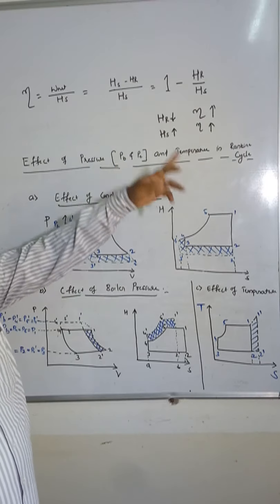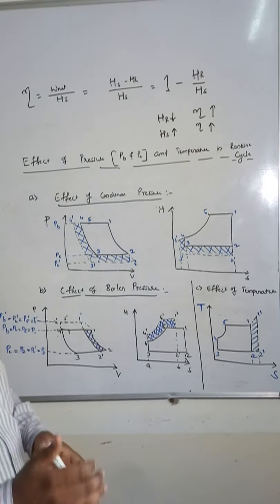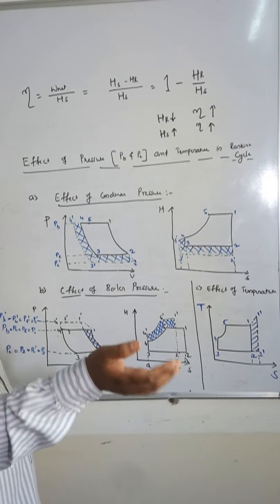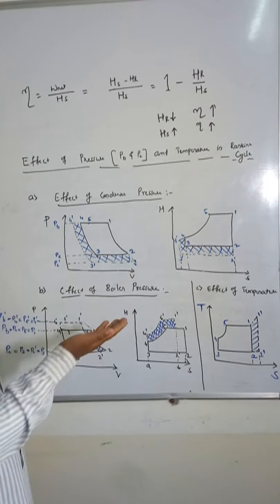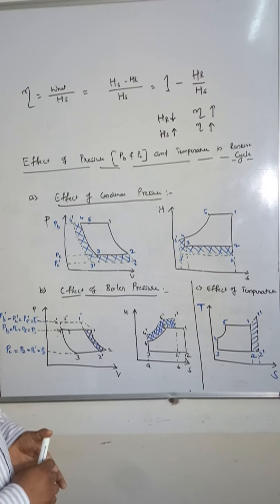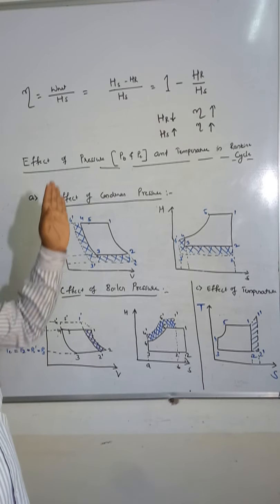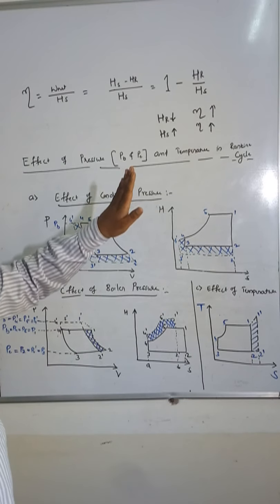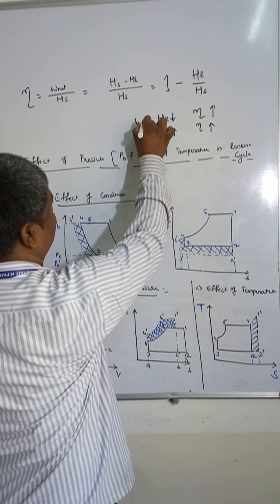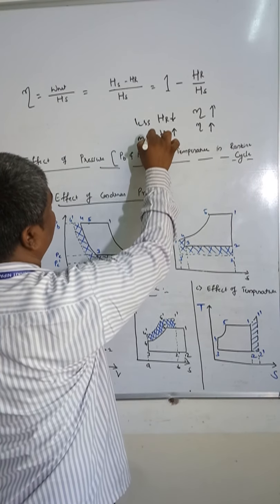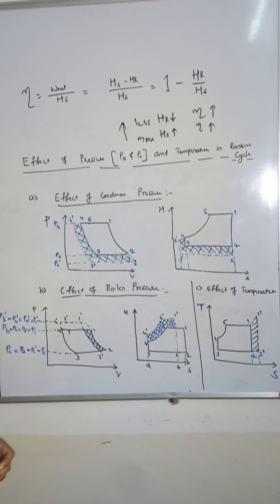Now, Hs and Hr are heat supplied and heat rejected. That holds good for the Ts diagram, right? So, in the Ts or Hs diagram, what you need to check is whether Hr is decreasing or not, or Hs is increasing or not. If both are happening, and this is less and this is more, then again efficiency is going to increase, right?